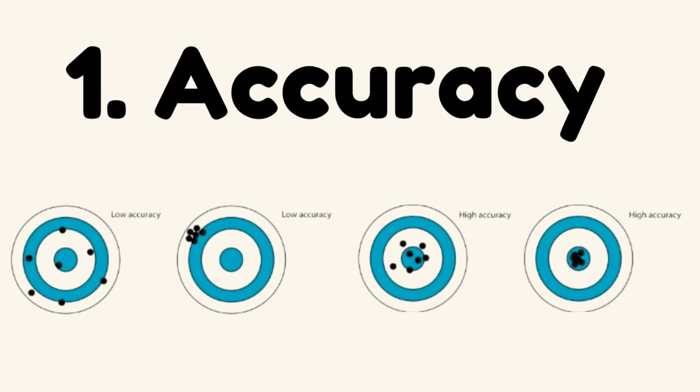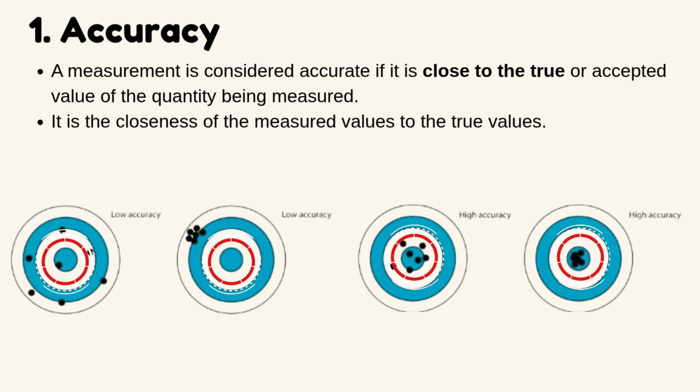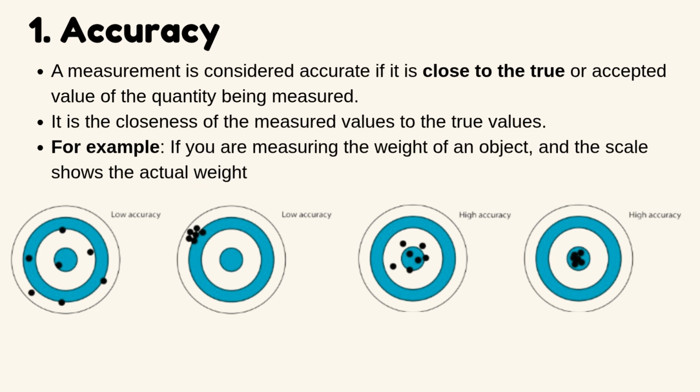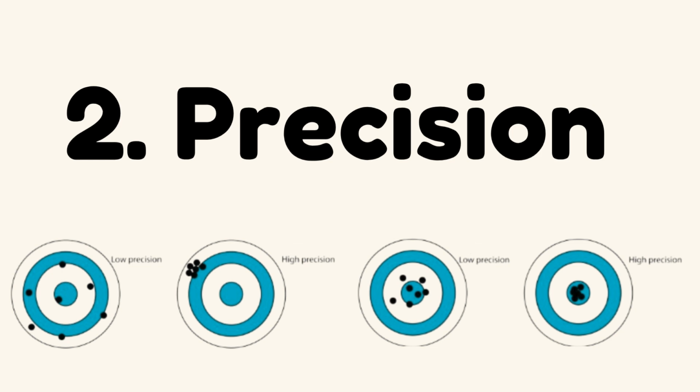Number 1. Accuracy. A measurement is considered accurate if it is close to the true or accepted value of the quantity being measured. It is the closeness of the measured values to the true values. For example, if you are measuring the weight of an object and the scale shows the actual weight, the measurement is accurate.